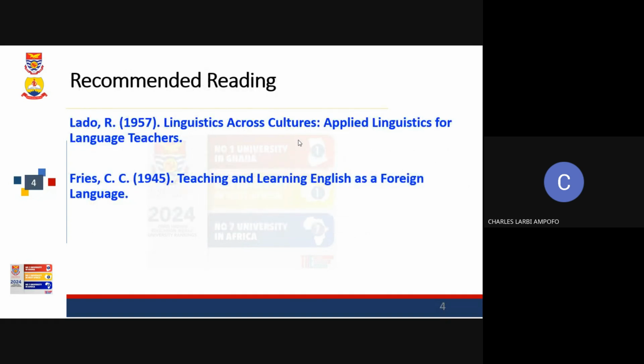So these will be our recommended text reading. So Lado, 1957, and it's Language Across Cultures, not linguistics. It's Language Across Cultures. Then we also have the contributions from Fries, which is titled Teaching and Learning English as a Foreign Language. Okay.